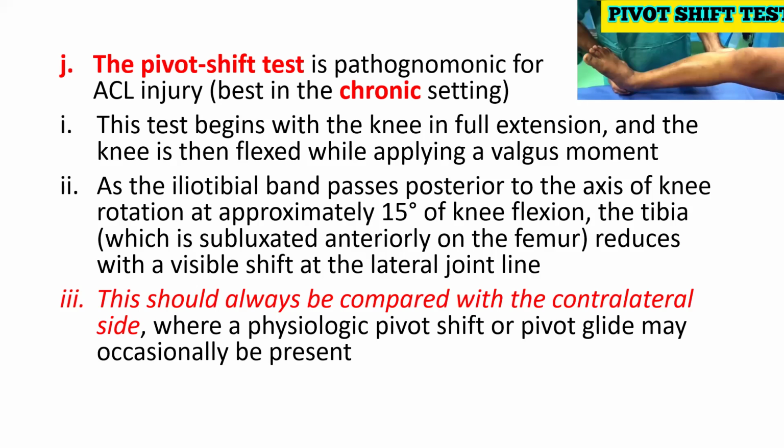During full extension, there's nothing to hold it, so it will sublux. When you flex, there are other structures, and it will reduce into position. Of course, this should always be compared with the contralateral side, where a physiologic pivot shift or pivot glide may occasionally be present.